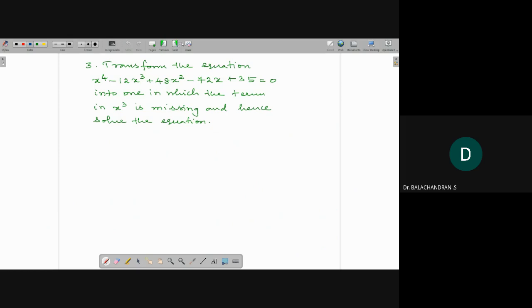So please write in the next column. Transform the equation x power 4 minus 12x cube plus 48x square minus 72x plus 35 equal to 0 into one in which the term in x cube is missing or absent, and hence solve the equation.